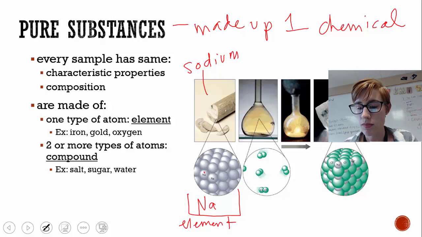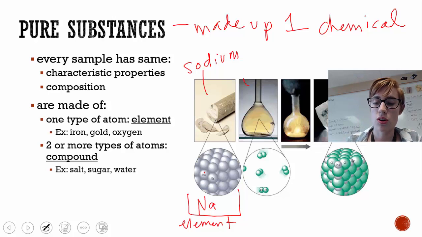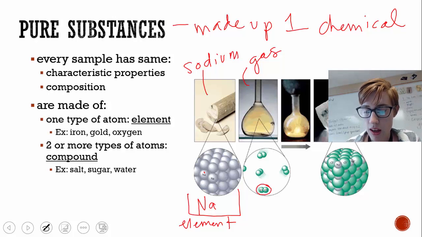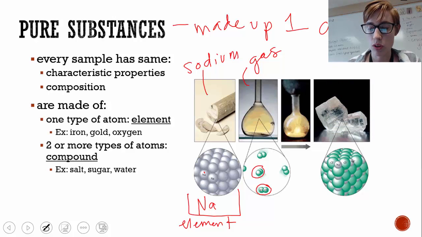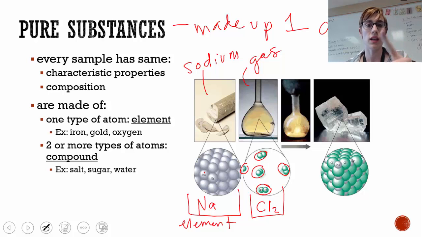This next picture shows chlorine gas. This gas has only one type of chemical in here. We can see it repeated over and over again. This chemical is 2 chlorines bonded together. Now, how many elements do we have in this chemical? We only have one element, right? Chlorine is the only element in there. Even though there's 2 chlorines, we still only have chlorine. We don't have any other element. So we still classify this as a pure substance, and underneath the pure substance, we would classify it as an element.